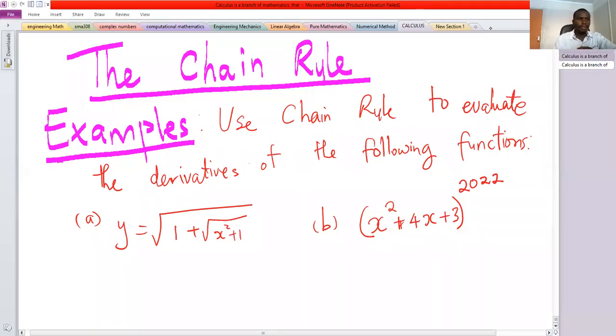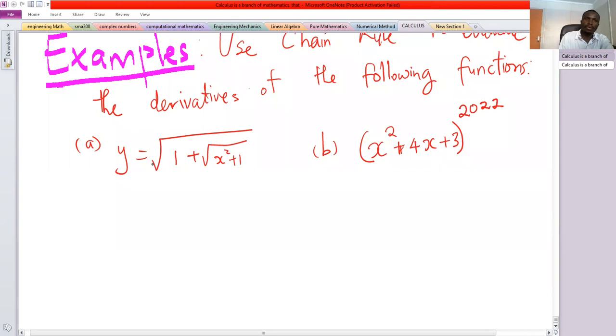Welcome to this session. In this session, you're going to do examples on how to apply the chain rule for differentiation of a function of a single variable. Now, the first problem is to differentiate y equals 1 plus square root of x squared plus 1.